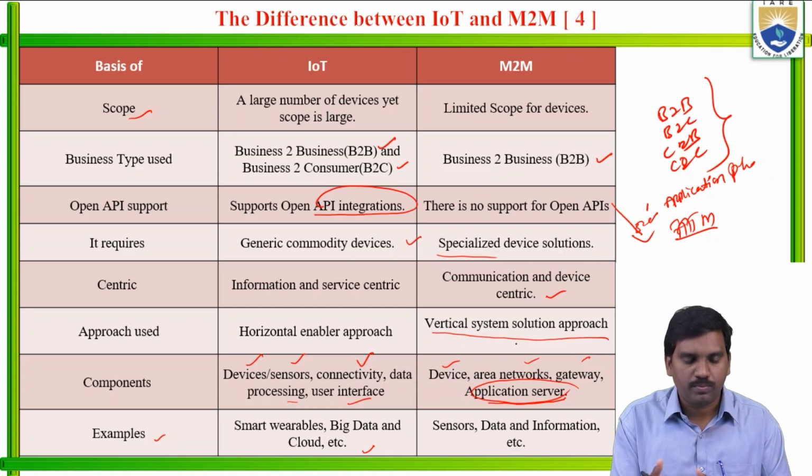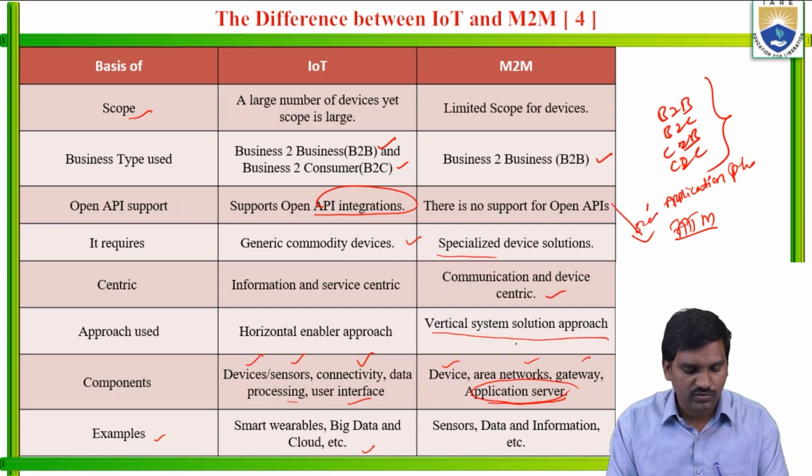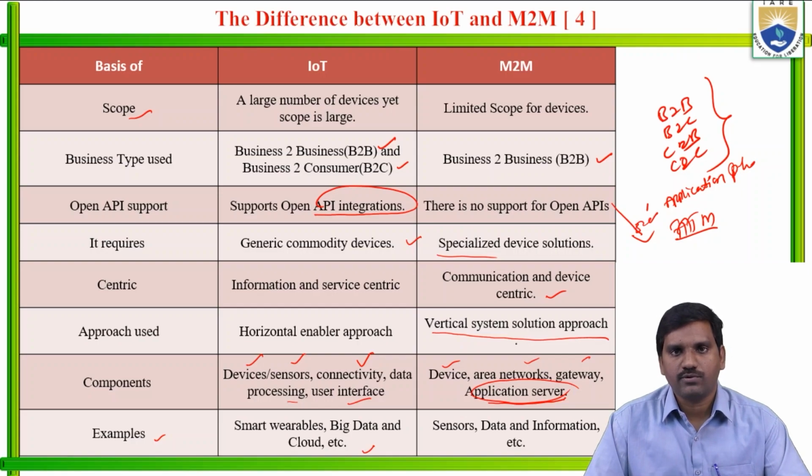So here open API, application programming interfaces, IoT supports API integration, but for M2M there is no support for API. That means no other third party will be involved to share the information. Already told, those who have an ATM card are going to withdraw money. Next, it requires generic commodity devices, centric information approach used, components, and some examples. So these are the differences between IoT and M2M.